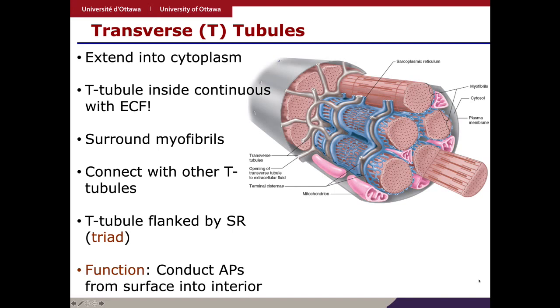A section of T-tubule surrounds each myofibril and is flanked on both sides by thickened regions of the blue structure, like a sandwich. The three structures together form a triad. Triads can be isolated biochemically and their component proteins purified and identified. The function of the T-tubular system is to carry the action potential, which travels along the sarcolemma, down into the interior of the muscle fiber. Note that the fluid inside the T-tubule is ECF, because it is continuous with the outside of the cell.